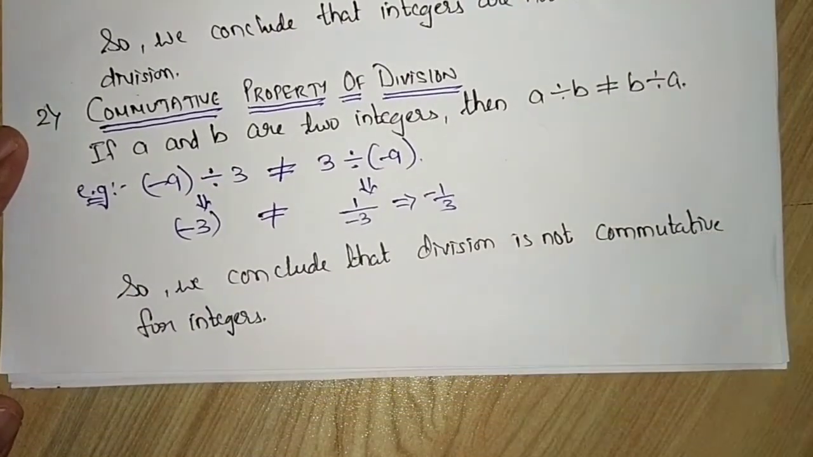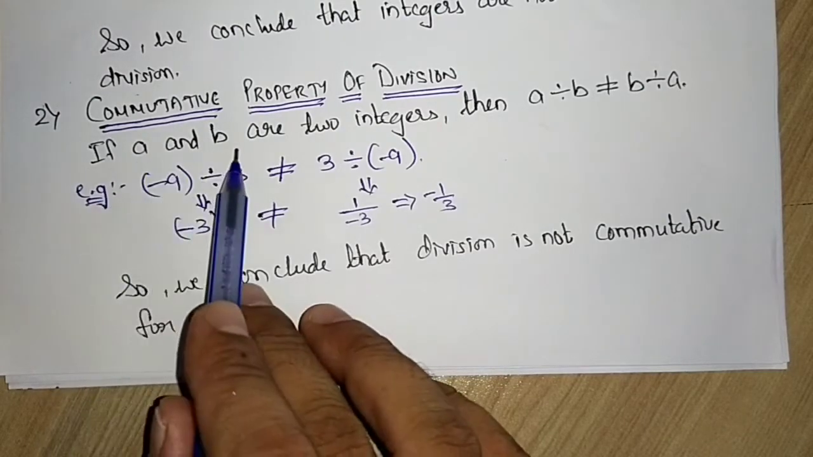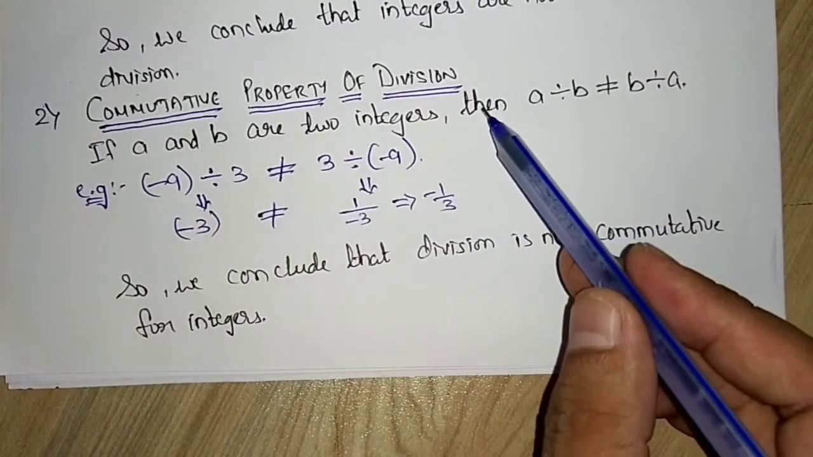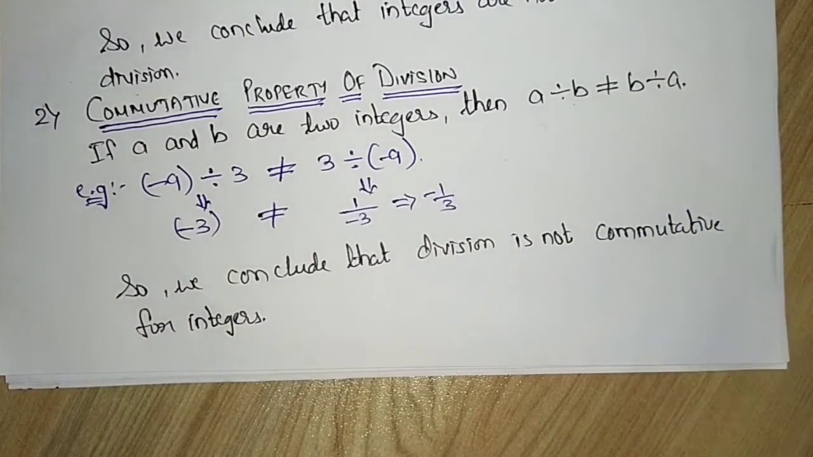Question may come like this also. Now let us move to the second part, that is the commutative property of division. If a and b are two integers, then a divided by b is not equal to b divided by a.